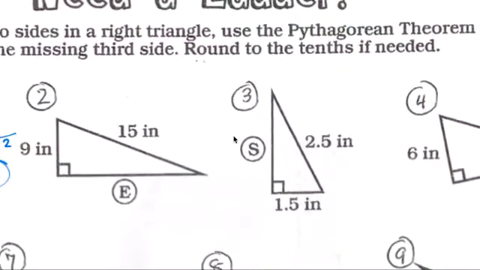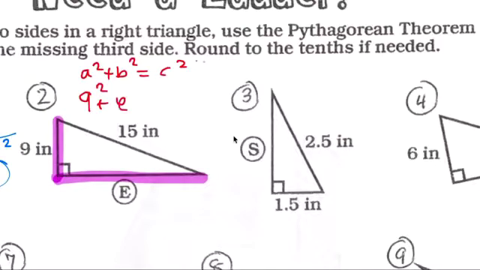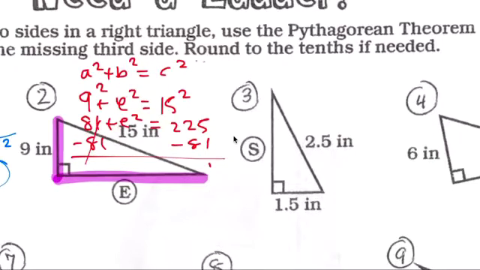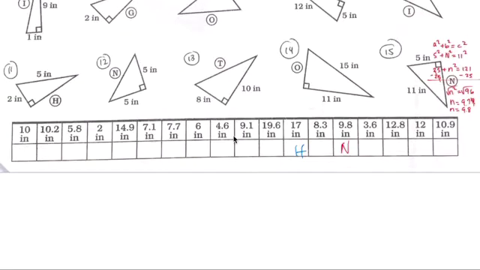Next one, same thing, Pythagorean theorem because it's a right triangle. A squared plus b squared equals c squared. A is 9, b is e. 9 squared plus e squared equals c, which is 15 squared. So you get 81 plus e squared equals 225. Minus 81, minus 81, you get 144 equals e squared. Take the square root. The square root of 144 is 12. E is 12.